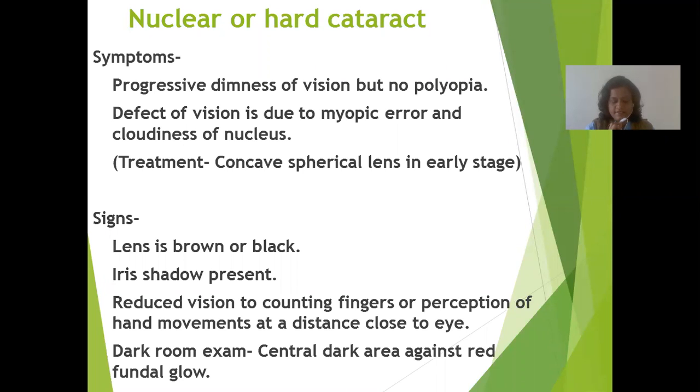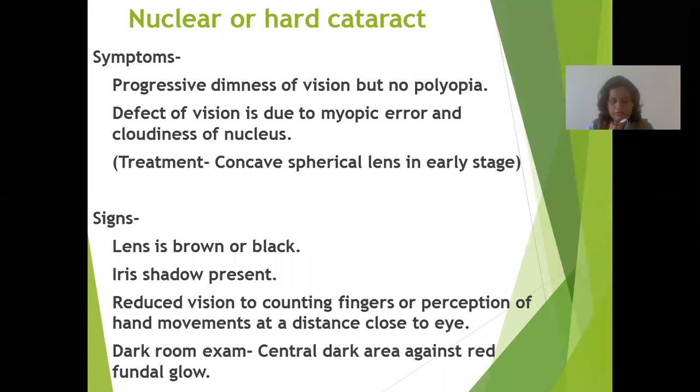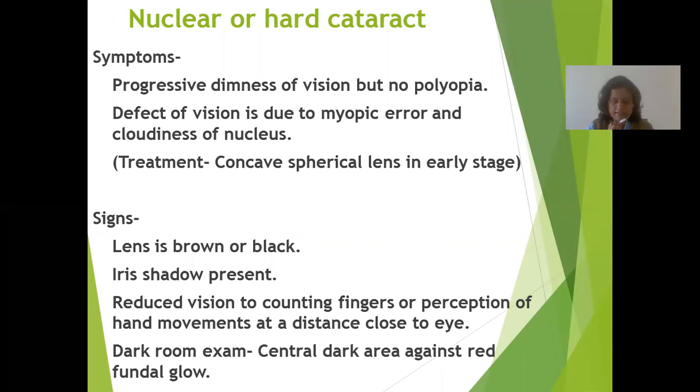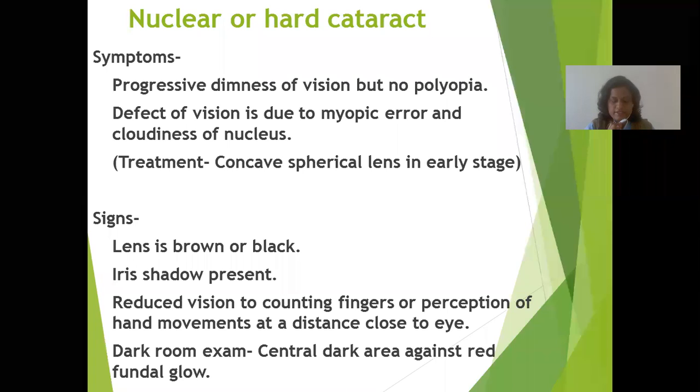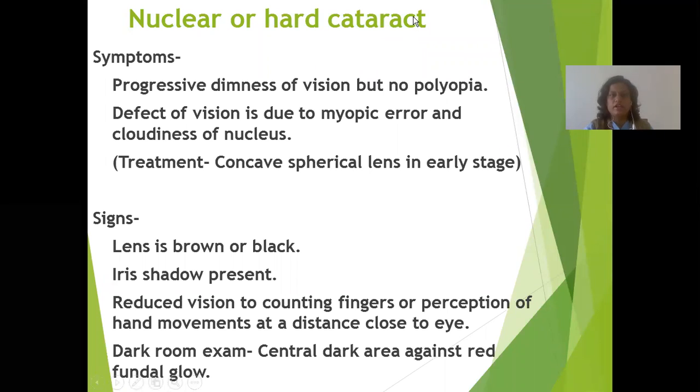Then second is a change in color value, particularly at the blue end of the spectrum, as the lens is yellow-brown in color. And third is that ultimately, very slowly, there will be a considerable loss of vision due to increasing cloudiness of the nucleus. So these are the symptoms of a nuclear or hard cataract.